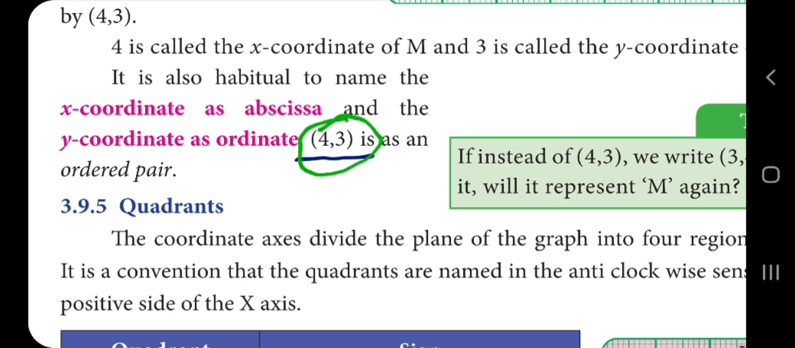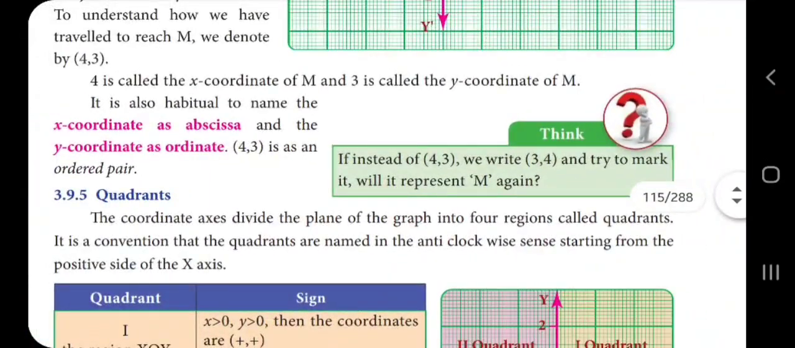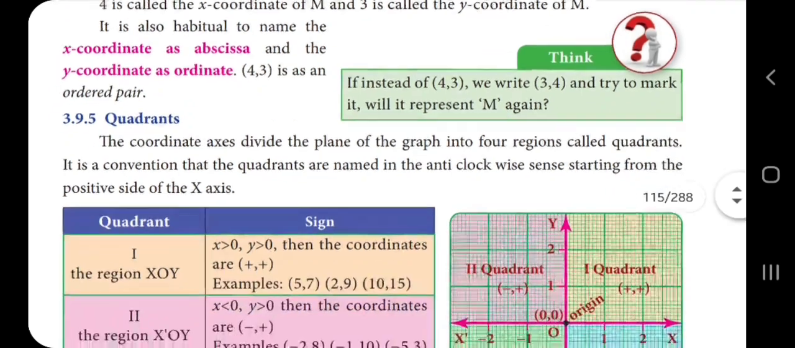Understand? If they ask to find the abscissa in (4, 3), what is the abscissa? The x coordinate is the abscissa. So here the x coordinate is 4, so 4 is the abscissa. Then 3 is the ordinate. Listen to this, they will ask one more question. Instead of (4, 3), if we write (3, 4) and try to mark it, will it represent the same point again? You think and answer this.